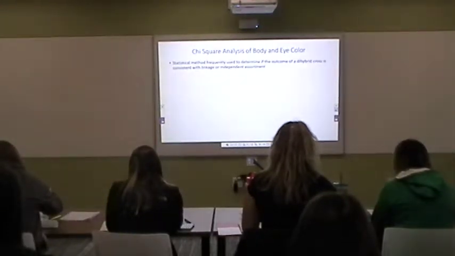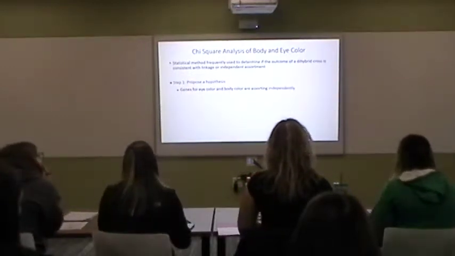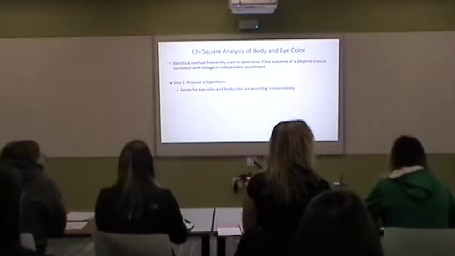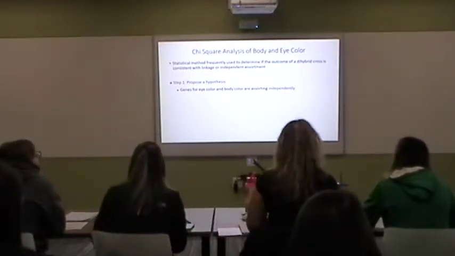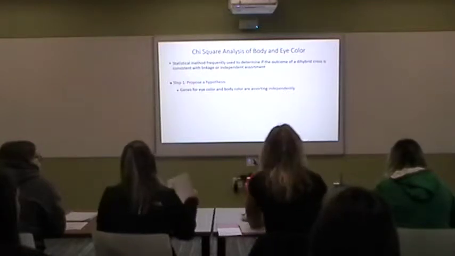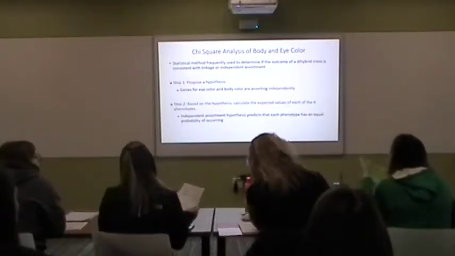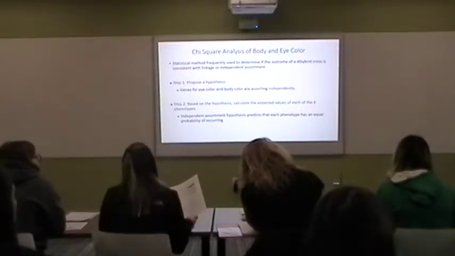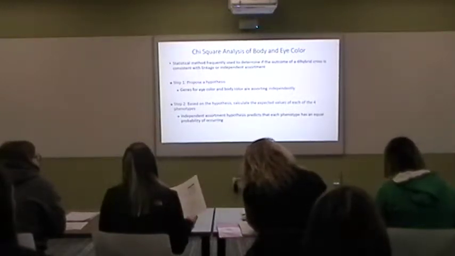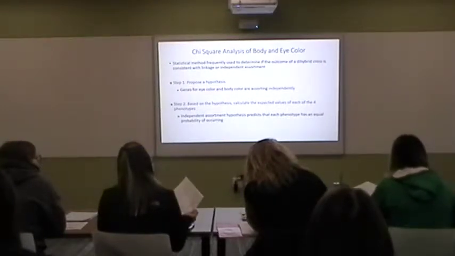All right, so we are going to do yet another chi-square, because I know that's how you want to start your Monday off. So the proposal, again, that Morgan would have put forward is that eye color and body color, so we're just looking at two of these, are independently assorted. Assuming independent assortment, we would expect to have equal offspring phenotypically.